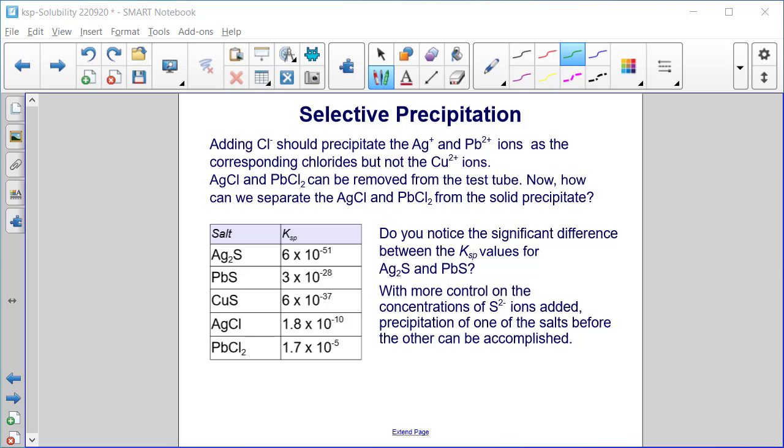Notice the significant difference between the Ksp values for silver sulfide and lead sulfide. This is 10 to the minus 51 and 10 to the minus 28. That's a significant difference. With more control on the concentrations of sulfide ions added, we can selectively precipitate one of the salts before the other can be accomplished.